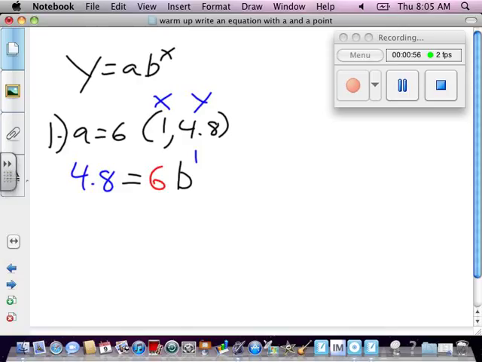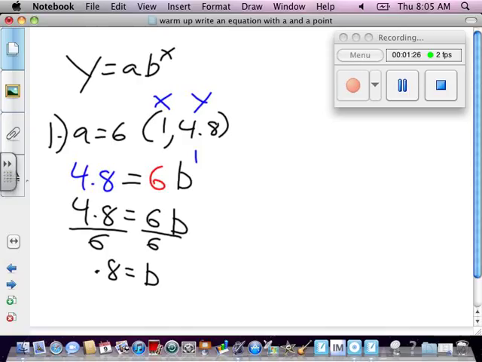Okay? So let's try to solve this. Anything to the first power is what? If I say 3 to the first power, what do you have? So b to the first power would just be b. So I have 4.8 equals 6b. How am I going to get b by itself? Divide. And you're going to end up with 0.8 equals b.